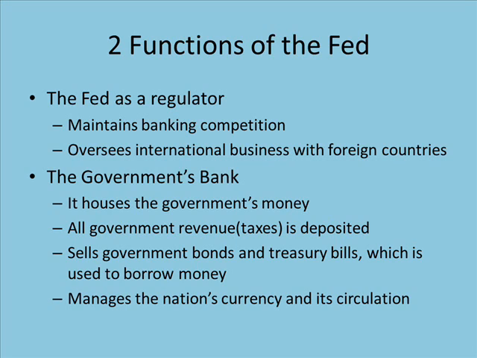Acting as the government's bank is the most important thing I think we're going to look at for the remainder of this video. The Federal Reserve houses the government's money. All tax revenue and all revenue in general is deposited into the Federal Reserve for the country to use. The Federal Reserve sells government bonds and treasury bills, which we can use to borrow money. And then the Federal Reserve manages our currency and lets us know how much money is in circulation, and it lets all the other organizations know how much money to put out there and how much money to make.